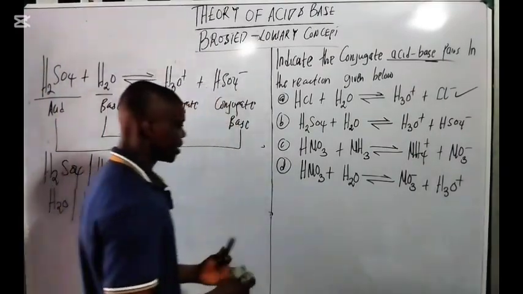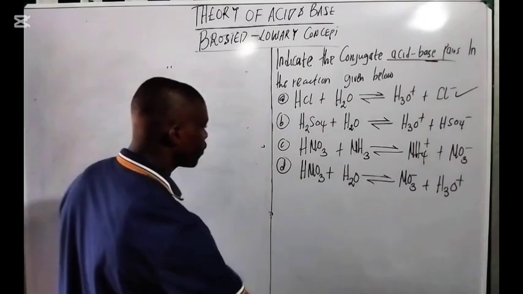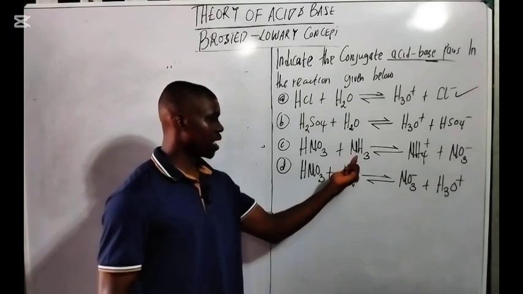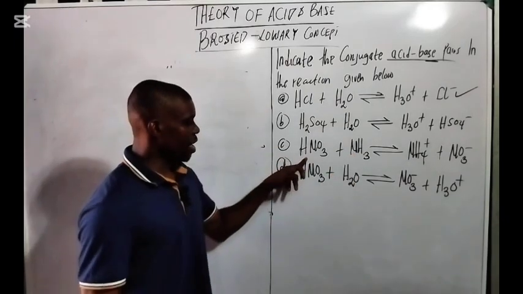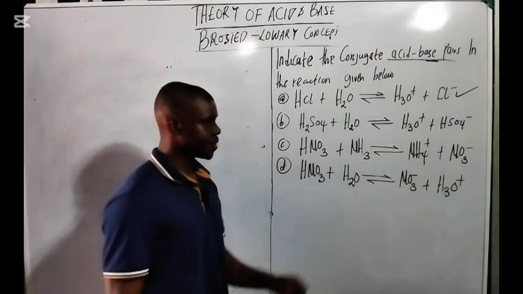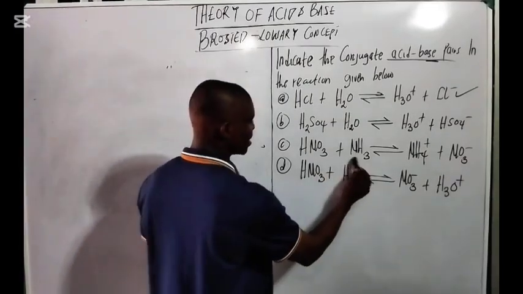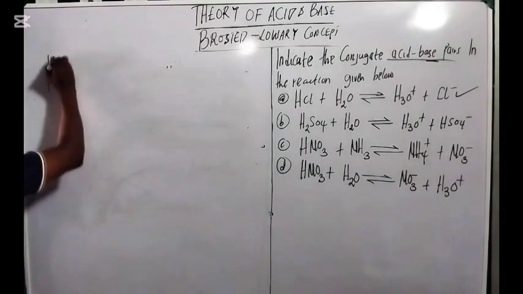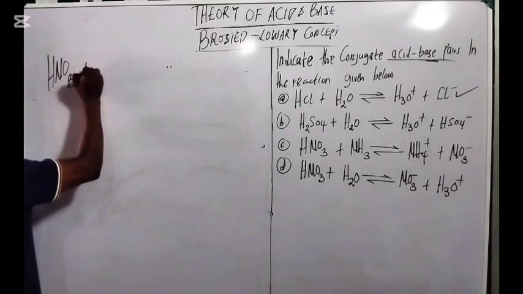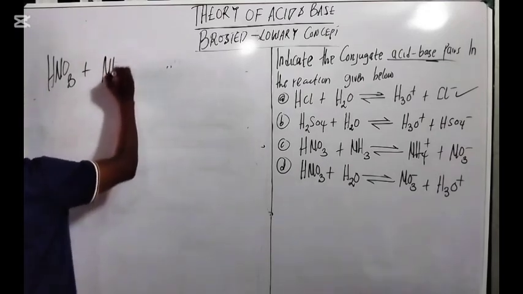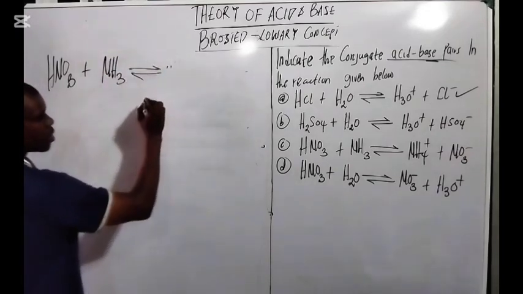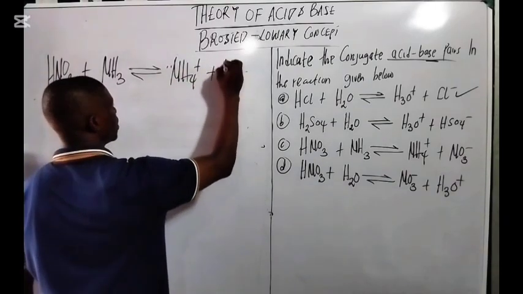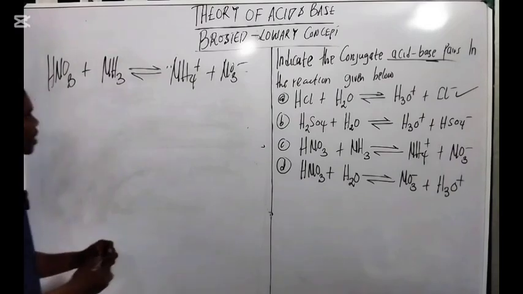So look at the C part here. Here we have HNO3 plus NH3, nitric acid reacting with ammonia. So what will happen here? Of course, this is the acid, and here is the base. So we have HNO3 plus NH3, and here we have NH4 plus and NO3 minus. Look at it very well.